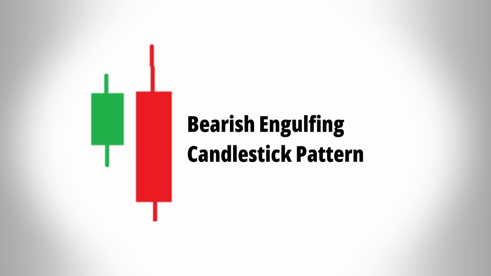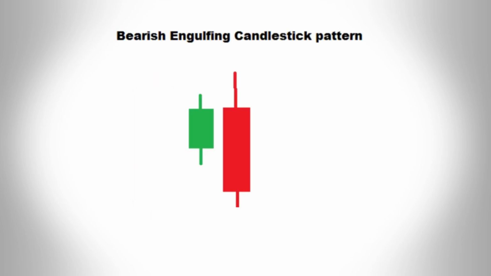Next is the Bearish Engulfing Candlestick pattern. The bearish engulfing candle consists of 2 candles: a small green candle showing the bulls were in control the previous day, followed by a big red candle showing the bears took control the next day and pushed the price down significantly. The bearish engulfing candlestick pattern, when seen in an upward trend, could signify a possible reversal to a downward trend.